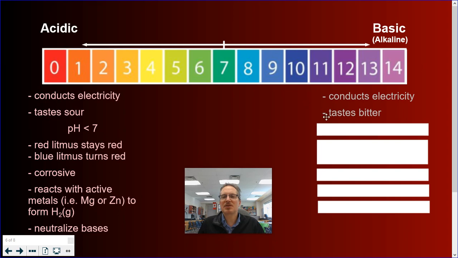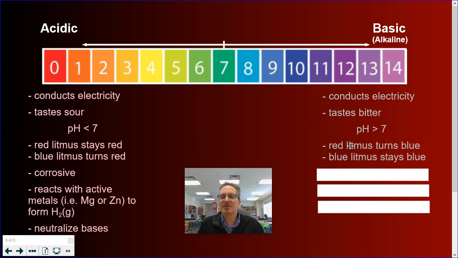The pH of a base would be greater than 7, so anything above 7. Again, a stronger base would be up closer to 13, 14, and a weaker base would be down by 8 and 9. With litmus paper, red litmus paper turns blue in a base, and blue litmus paper stays blue in a base. So I have myself a base, and again, I'm going to test it.